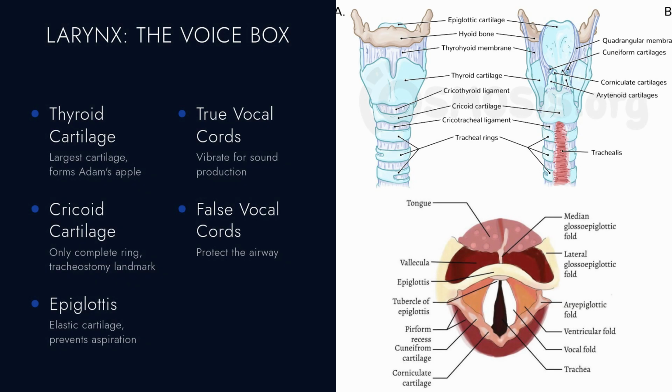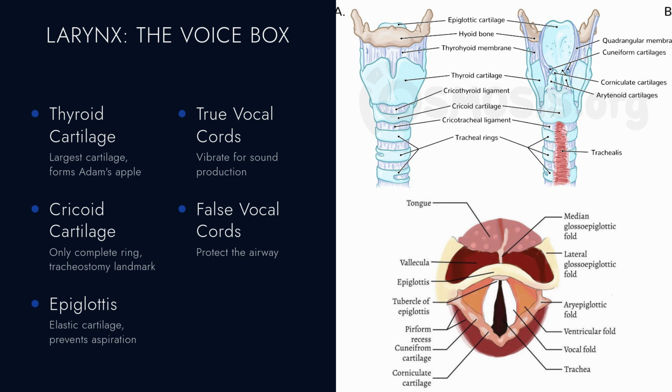Larynx, the voice box. The larynx, or voice box, is a critical structure made of several cartilages. The thyroid cartilage is prominent as the Adam's apple, while the cricoid cartilage, a complete ring below it, is a key landmark for emergency tracheostomy. The epiglottis, a leaf-shaped flap, closes the glottis during swallowing to prevent aspiration, a vital protective mechanism. The true vocal cords produce sound, while the false cords above them help seal the airway.